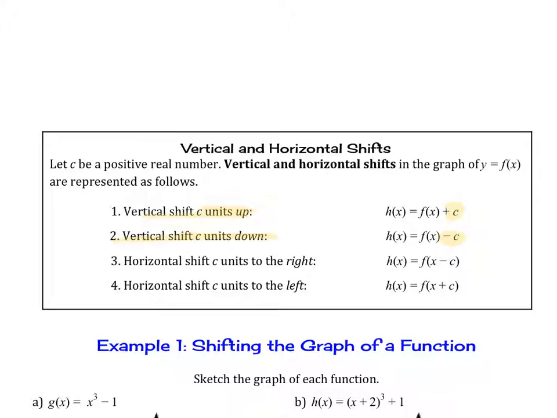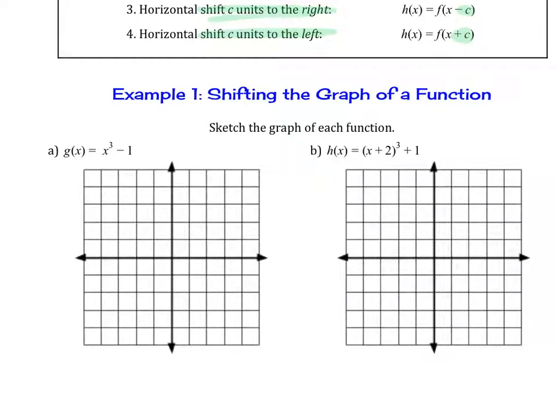Then horizontal. So horizontal C units to the right, so it's inside with the x. To the right is a minus C. C units to the left is a plus C inside with the x. So let's sketch these graphs. Sketch the graph of each function.